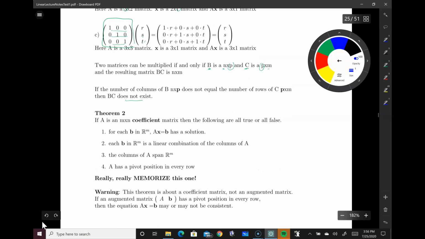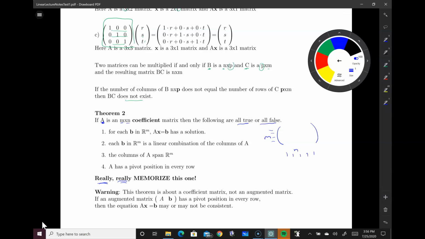All right, this is a really important theorem. This is all about the matrix A, which is m by n. Remember what m by n means, right? There are m rows and n columns. This is the coefficient matrix only. It's not the augmented matrix. So all of these are true or all of them are false.